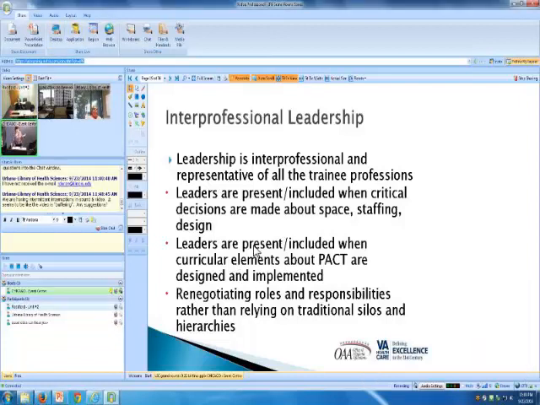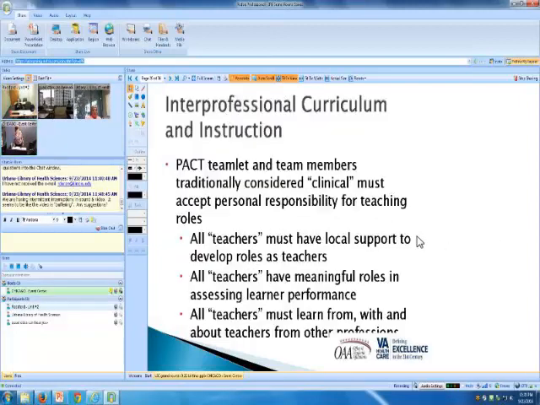But so it has to be these leaders are present when critical decisions are made that really affect the running of an educational program such as space and staffing and design. And they have to be there, developing curricular elements and renegotiating the roles, responsibilities, and not relying on the hierarchy, which has been the physicians in charge. It's important, but it's certainly been a struggle. I think we've come a long way, though. And we really need to engage all the members of the team.